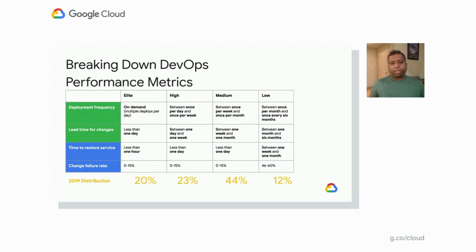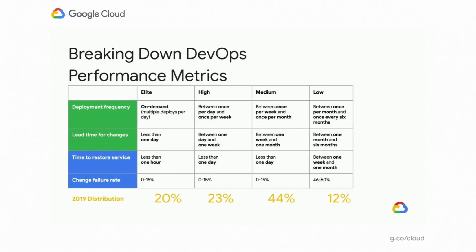So they broke these metrics into different categories, and based on these parameters, they classified organizations into elite, high, medium, and low. And if you look at the elite organizations, they have on-demand deployments where they can do multiple deployments per day, and they have a change failure rate of less than 15%. And when you come to the low performing organizations, they deploy maybe once a month, or in the worst case scenario, once every 6 months. And they have change failure rates which are really bad.